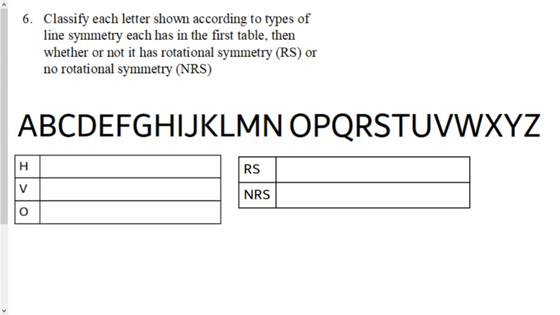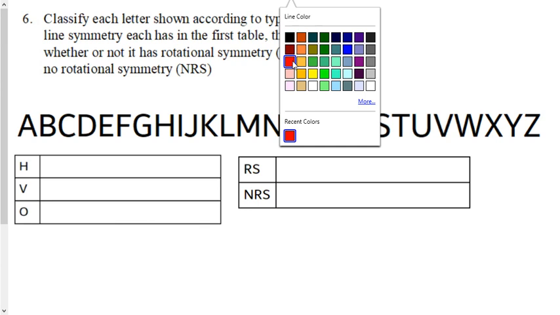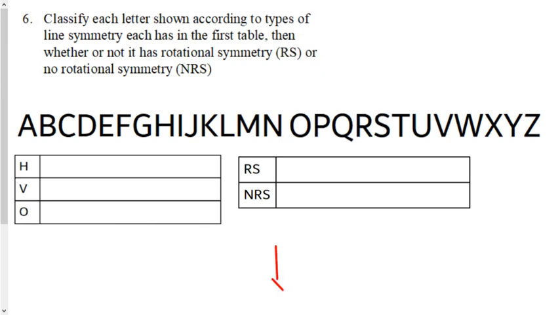Question 6 was a disaster for some. A complete and utter disaster. I'm going to make a little red line here. Let's make it red. That'll be our line of symmetry. So we'll talk about line symmetry first, vertical symmetry first, so up and down.